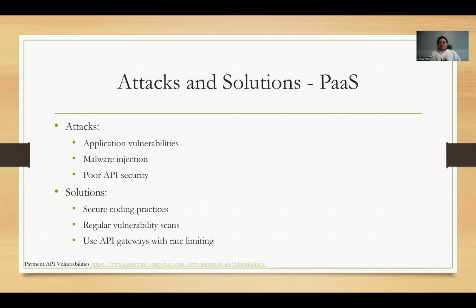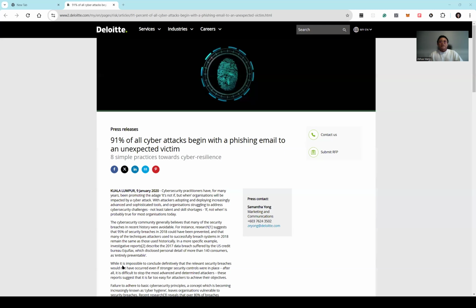For Platform as a Service, we have introduced attack vectors including application vulnerabilities, malware injection, and poor API security. PaaS environments often face vulnerabilities in applications and APIs. For instance, in 2021, here's a link.